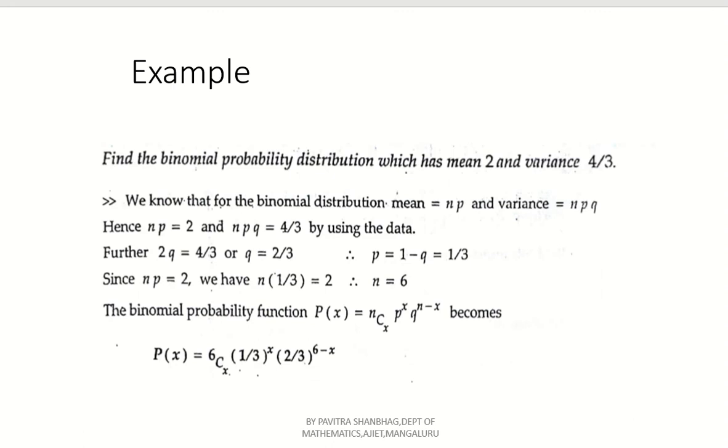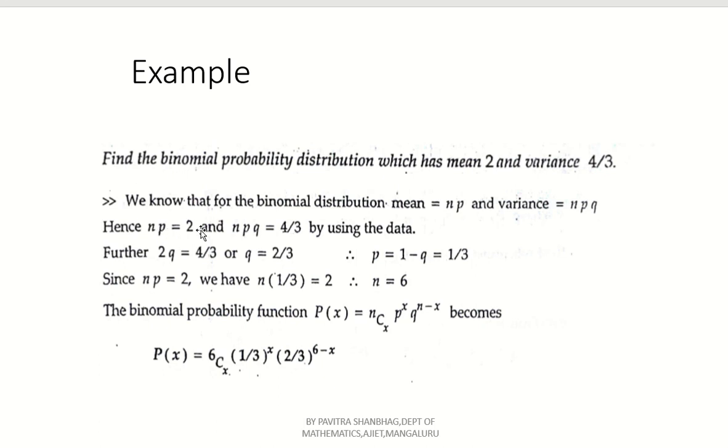Now next, let us move to another example. Find the binomial probability distribution which has mean 2 and variance 4 by 3. See, here we need to find the probability distribution. They have given mean. Mean means what? NP. For binomial distribution, mean equal to NP. NP equal to 2 given, and variance means what? NPQ. That is given 4 by 3. Now simplify. We know that for the binomial distribution, mean equal to NP and variance equal to NPQ, right? Here, NP equal to 2 given and NPQ equal to 4 by 3 given.